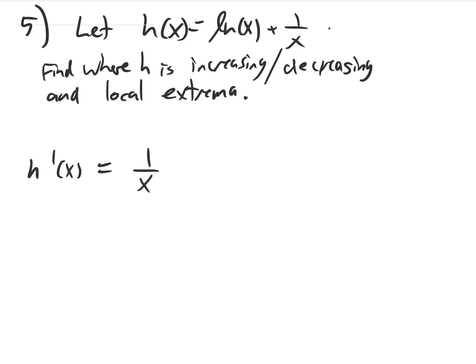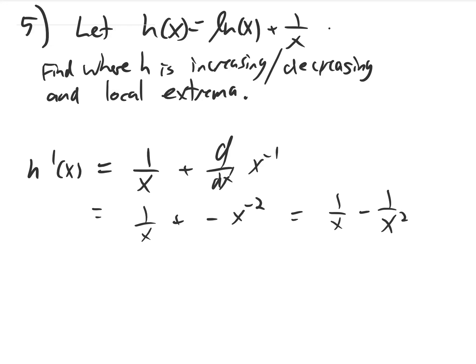So that's 1 over x plus, let's see, what's the derivative of x to the negative 1? So that's 1 over x plus negative x to the negative 2, which equals 1 over x minus 1 over x squared. All right, there's our formula for h prime of x. It might be easier to answer the rest of the question if we do a little bit more algebra on h prime. So if we multiply the first term by x over x to get common denominators, then we get x minus 1 over x squared is h prime of x.